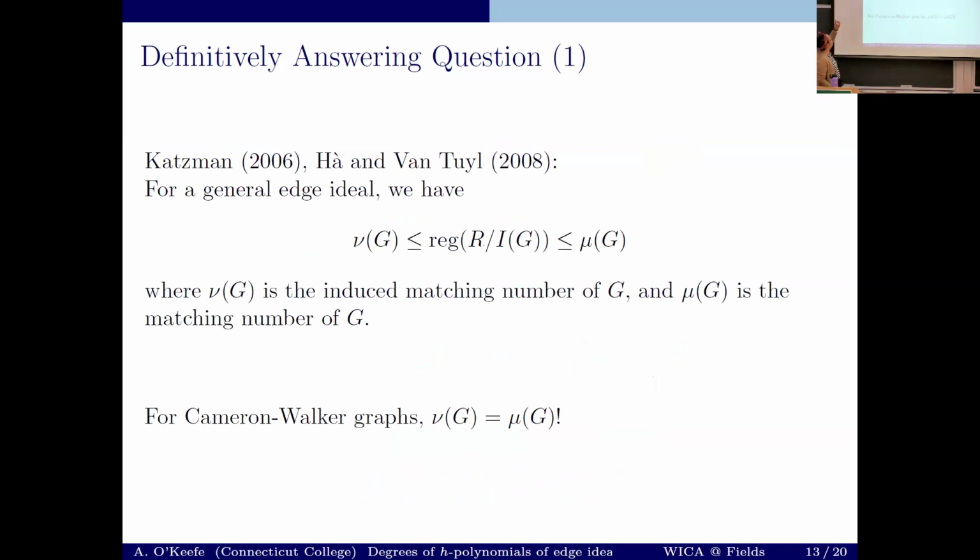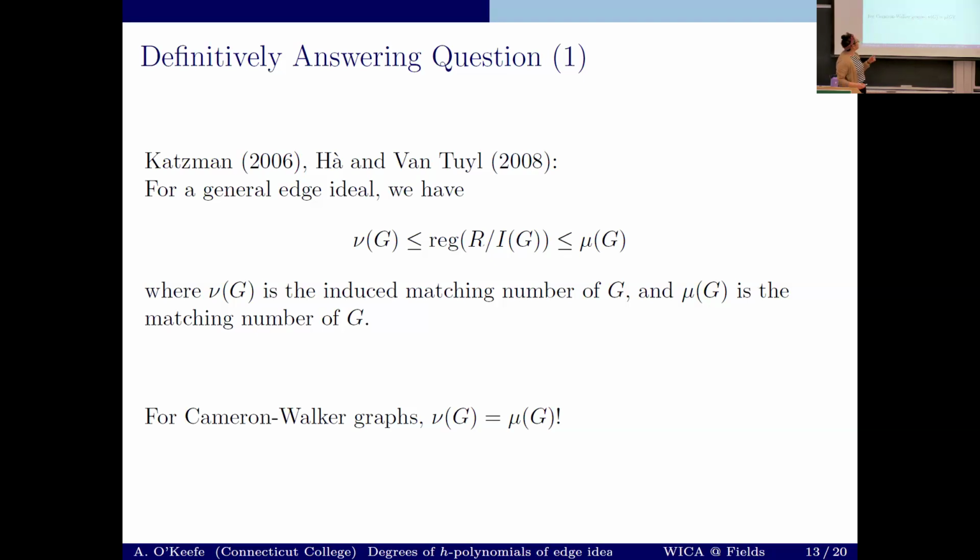Okay. So why do we care about that? Katzmann gave this lower bound, and Ha and Van Tuyl give this upper bound for the regularity. So nu of G is the induced matching number, mu of G is the matching number, which I didn't define. A matching in a graph is a collection of edges such that no two share a vertex, right? And the matching number is the size of the biggest one. An induced matching number is a similar thing, but now all of your edges have to be at least 2 edges apart, so that if you take the induced graph on the induced matching, you just get those edges and no other edges in between.